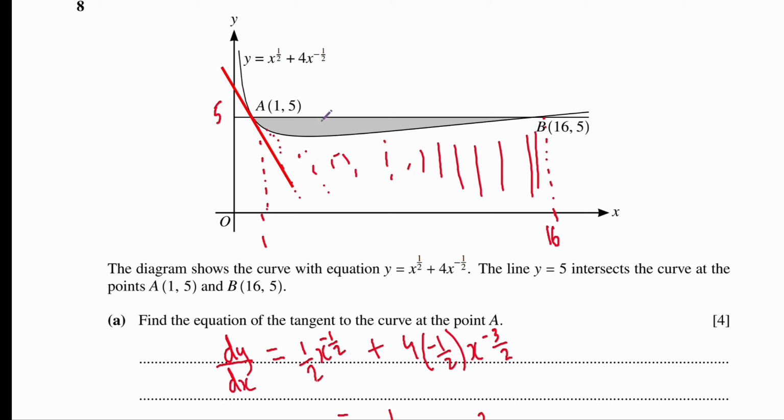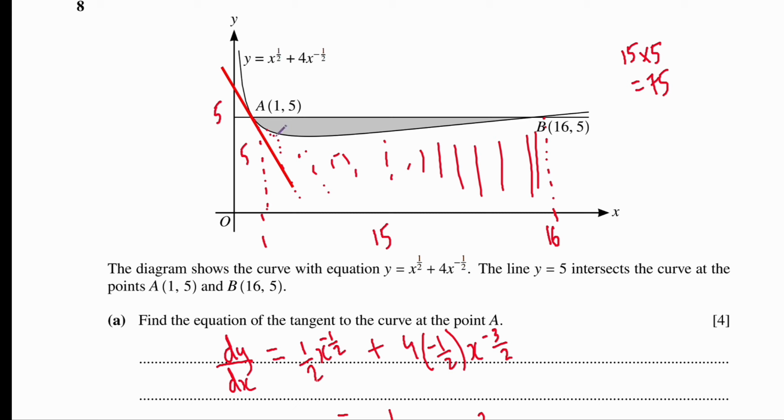But we don't want that area. We only want the area from here. So there's two ways to do it. You can see this is a rectangle, right? This is just a rectangle of length 15 and height 5. So if I did 15 times 5, that's 75. That's the area of the whole rectangle, everything included.